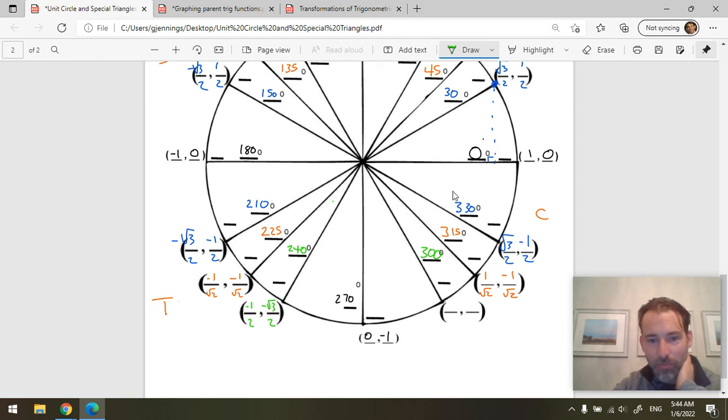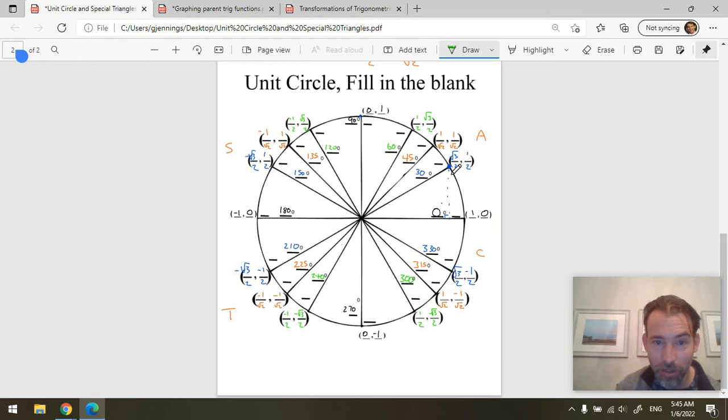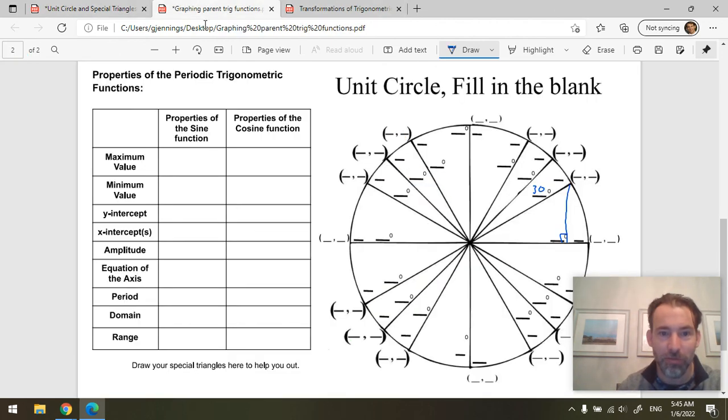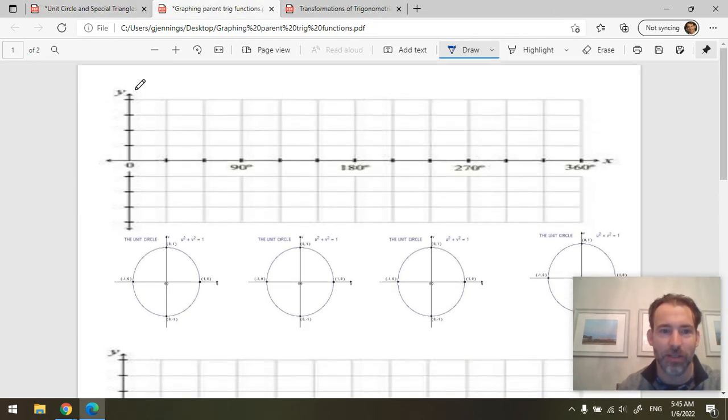And this will give me 1 over 2, because cosine is positive here for 300, and negative root 3 over 2, because sine is negative for 300. So now we have all of our values of sine and cosine for all of these different angles. And we're going to use that in the next lesson to graph these parent functions here, sine and cosine.